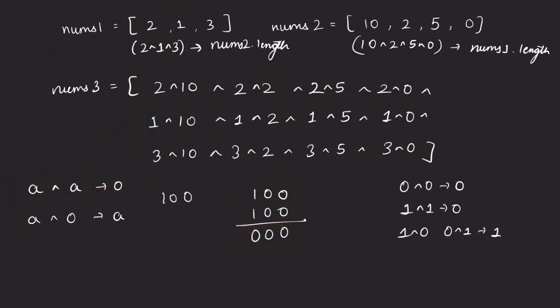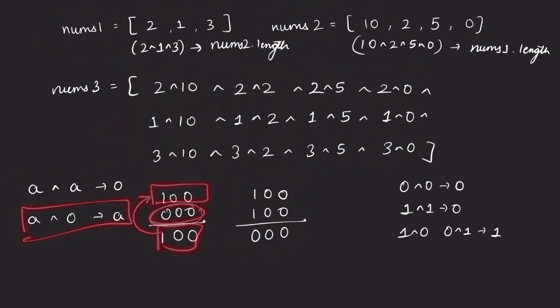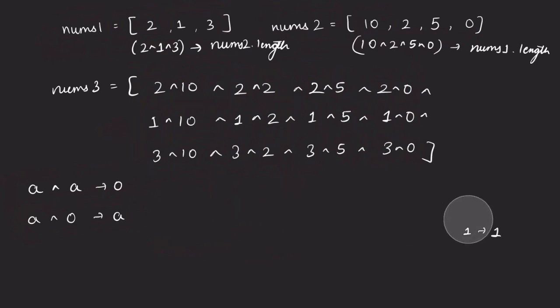And when I do the XOR of a number with 0, then 0 XOR 0 is 0, and 1 XOR 0 will be 1. So when I do the XOR of a number with 0, I get the number itself, which is this property, right? So these two properties we understood.